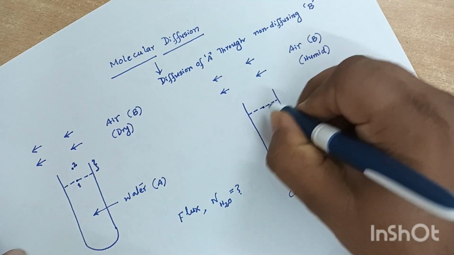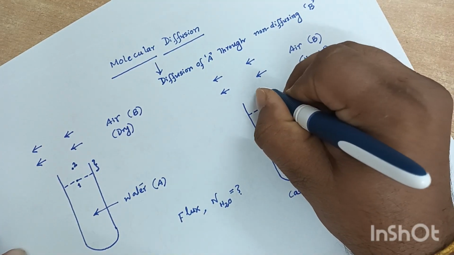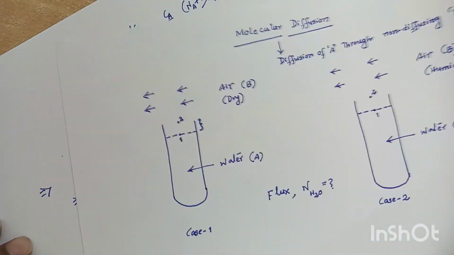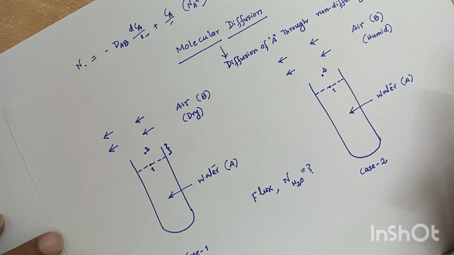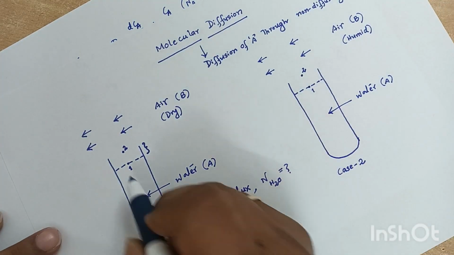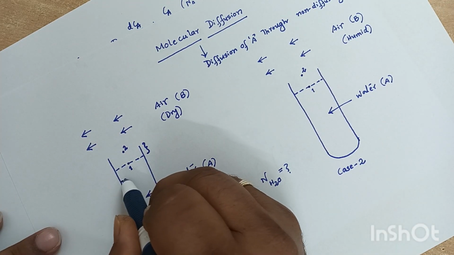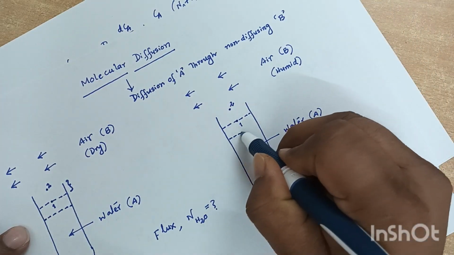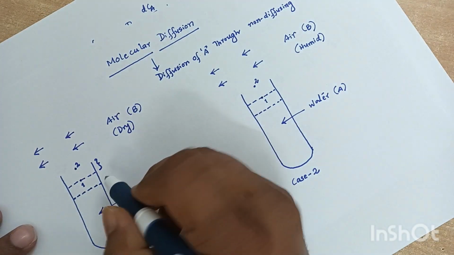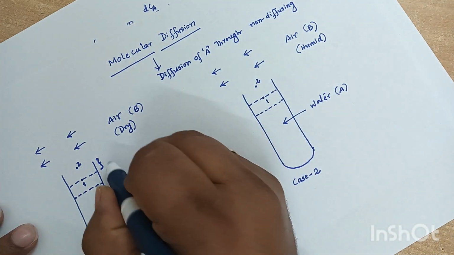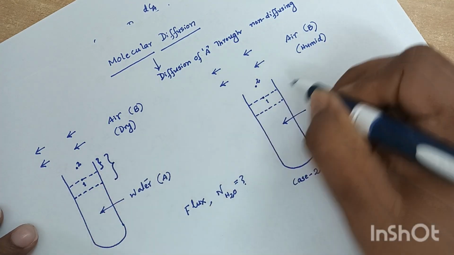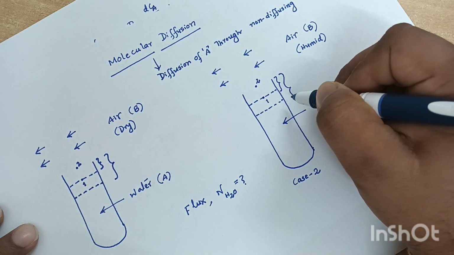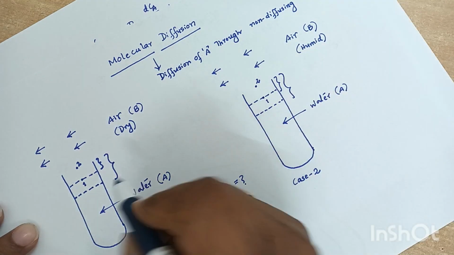Similarly, in this case also, let it be point 1, this is going to be point 2. As the diffusion progresses, this point 1 basically will come downwards. The same thing will happen over here. So the path length increases from the initial path length as the diffusion progresses.